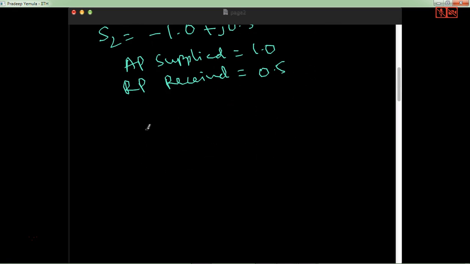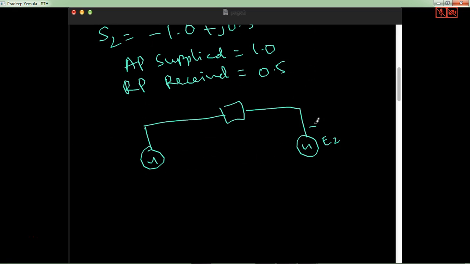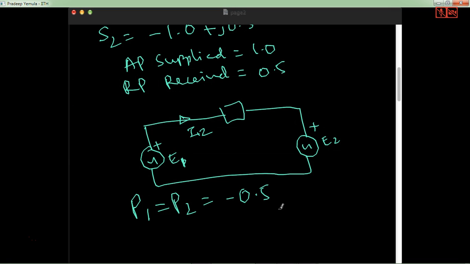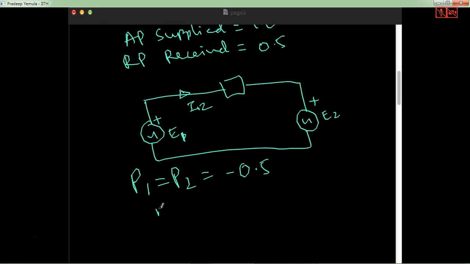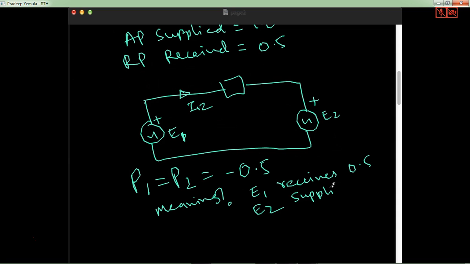Now if I combine both, so this is the E2 plus side, this is the E1 plus side, and this is I12. So let me just complete this. So P1 equals P2 equals minus 0.5. So what is the meaning? So E1 receives 0.5, E2 supplies 0.5.